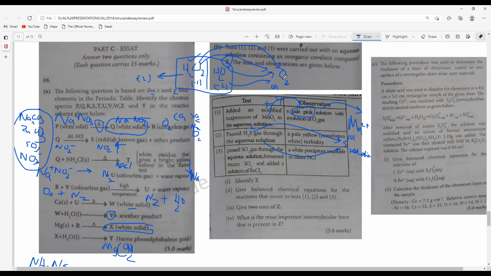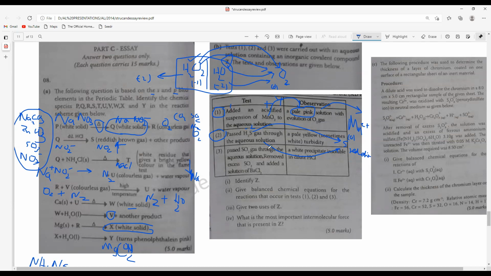0 to oxygen. So basically these two reactions give us the idea here: H2O2 in the first reaction acting as a reducing agent, and in the second reaction H2O2 acting as an oxidizing agent. Okay, this is the clear identification.